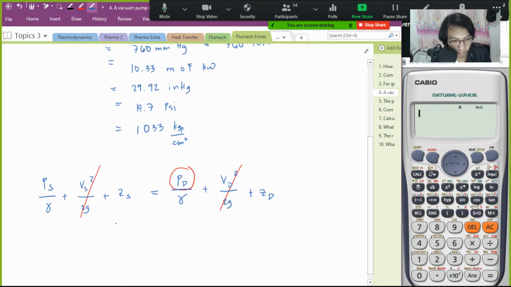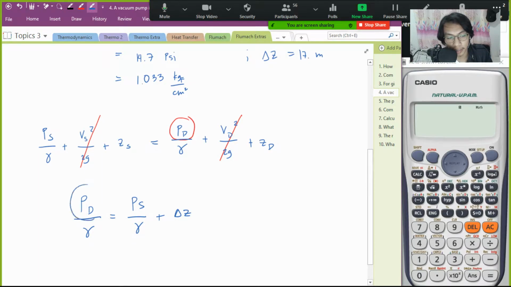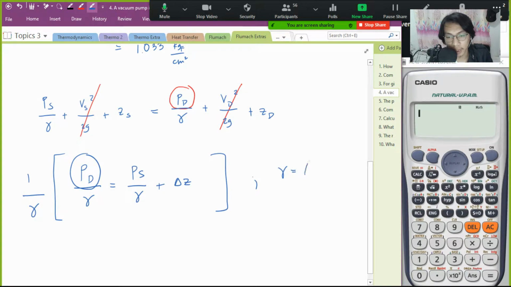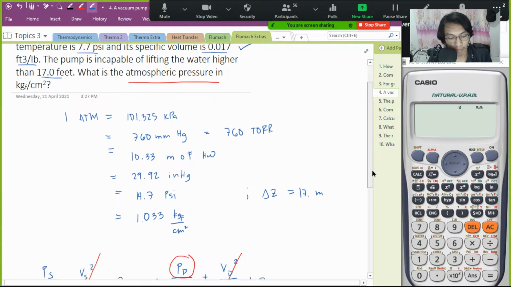So, let's arrange this. Take note that we now have delta Z, the change in elevation, which is 17 feet. Let's set that aside. This will now become PD over gamma equal to PS over gamma plus delta Z. We are looking for PD, so multiply both sides by 1 over gamma. Recall that gamma is equal to density times gravity. But the density is equal to 1 over the specific volume, and what was given is the specific volume. Now we can solve.